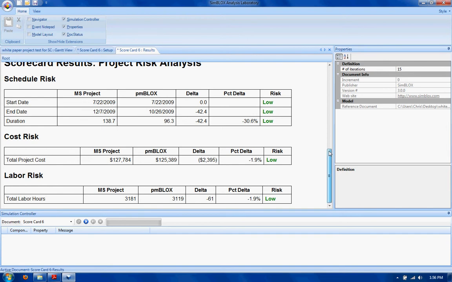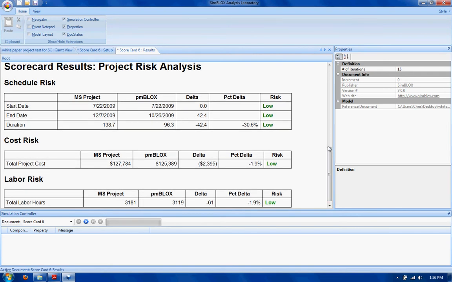And then last of all, what is provided is a risk analysis, or different risk levels or scores for schedule, cost, and labor. In all of these, we compare either the Primavera or the project values against the pmBLOX average value. So for instance, in this case, as far as schedule, they both started on the same day, but there was a different end date, and on average, pmBLOX showed that this project could be done 42 days faster, or roughly 31% lower schedule. So that risk is low.